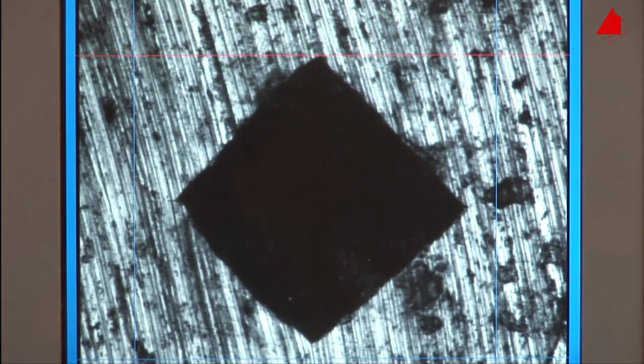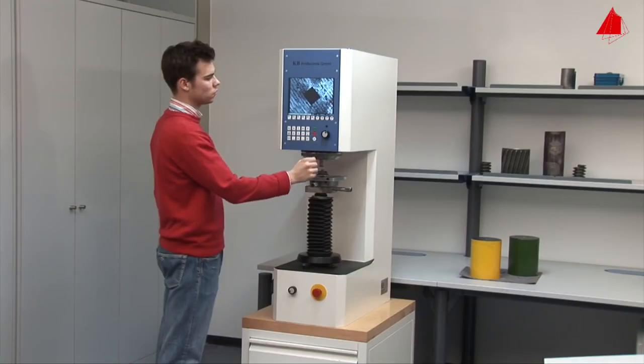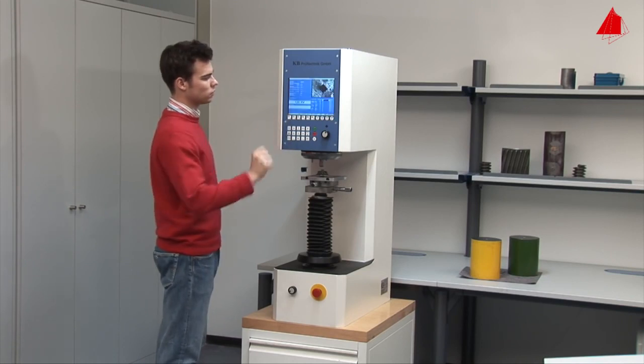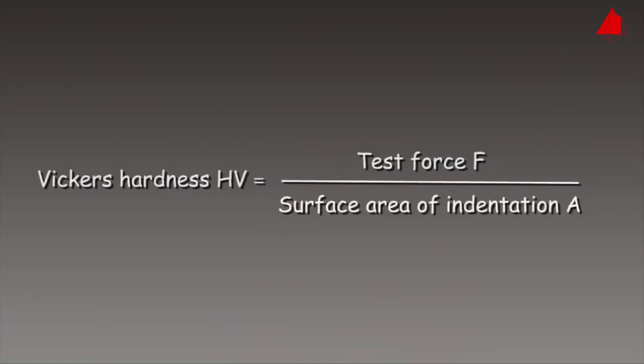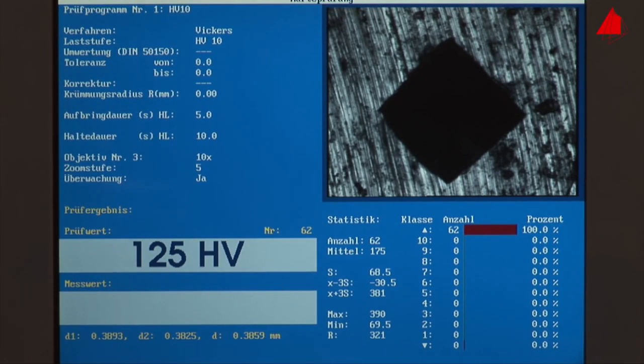With the control knob, the tester now places 4 measuring lines at the corners of the indentation. Doing that, he can easily measure the length of the 2 diagonals. Finally, he only has to push the input key. The Vickers hardness value will then be calculated automatically. It is equal to the test force F in the old unit kilopond divided by the area of the indentation A in square millimeters. The Vickers hardness of our compressor wheel is displayed on the bottom left-hand corner of the screen and amounts to 125.